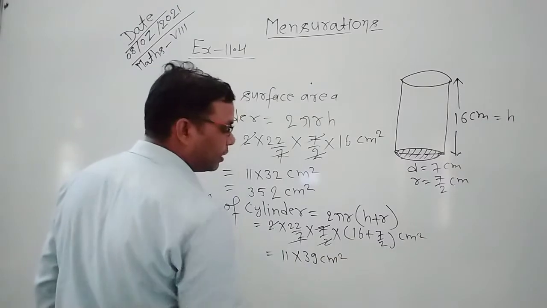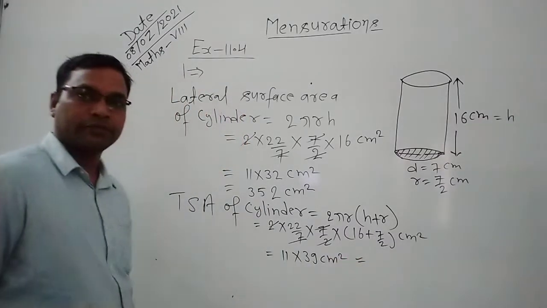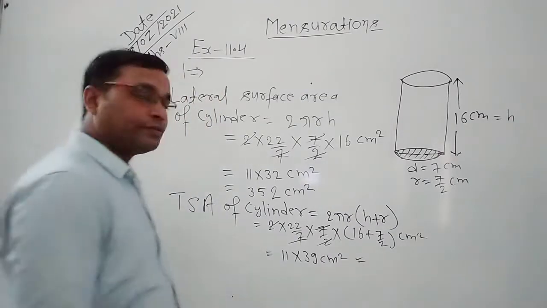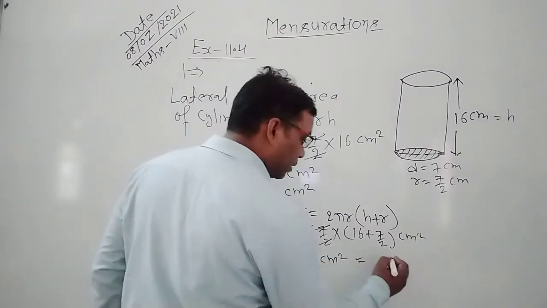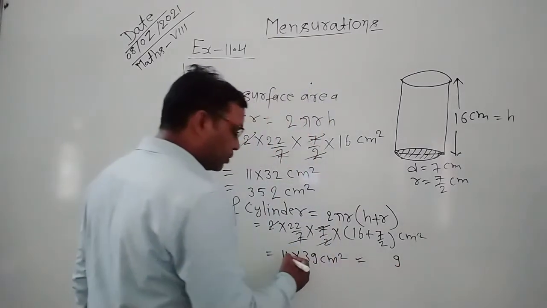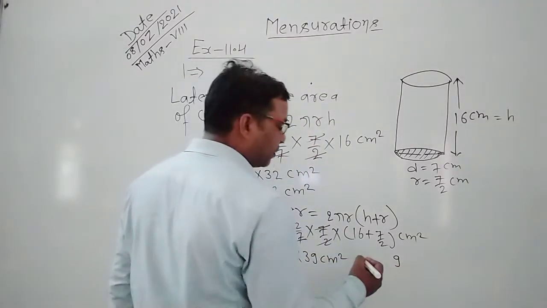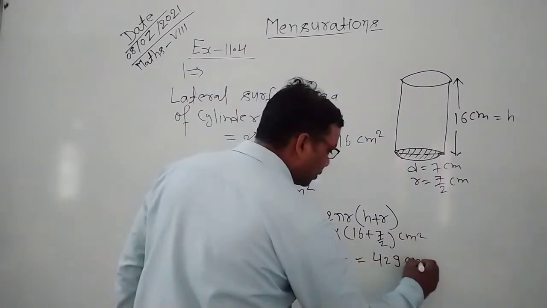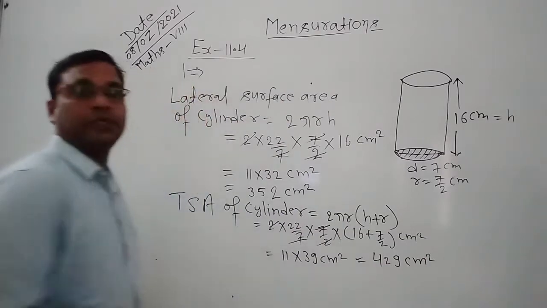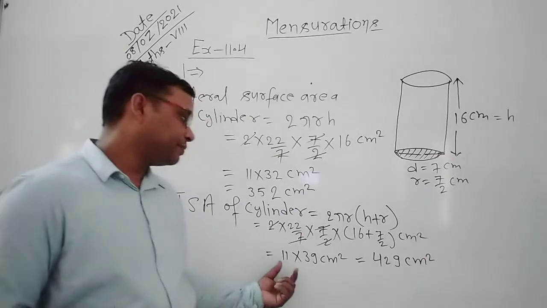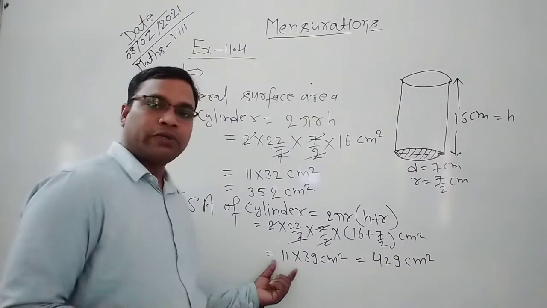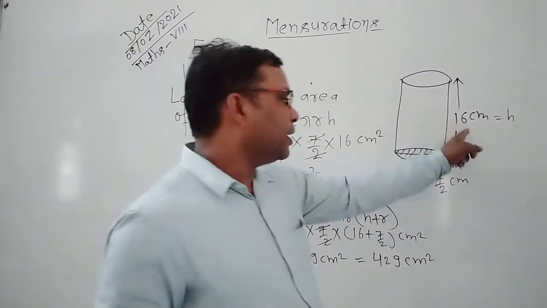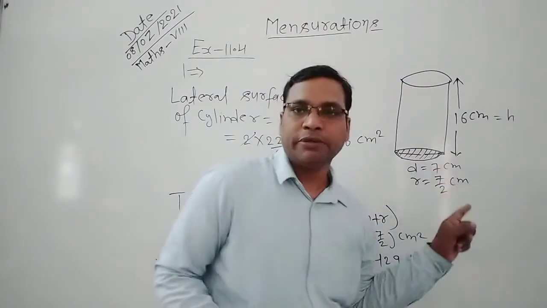If you multiply 11 into 39, then you get 9 into 11, 99, and 9 into 3, 33 plus 9, 42, so 429 centimeter square. So students, you can see here we found the total surface area of the cylinder whose height is 16 centimeter and diameter is 7 centimeter.